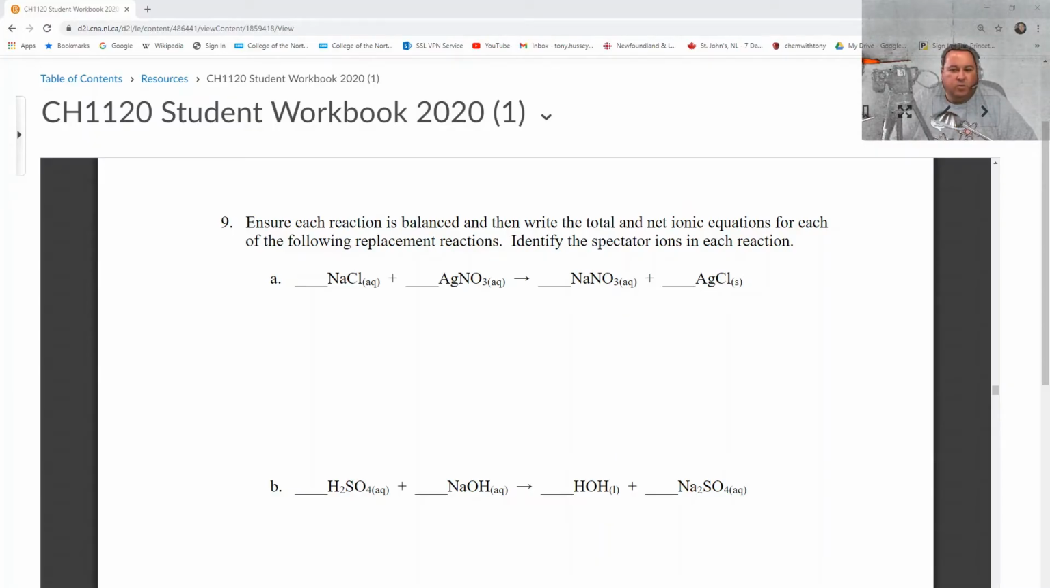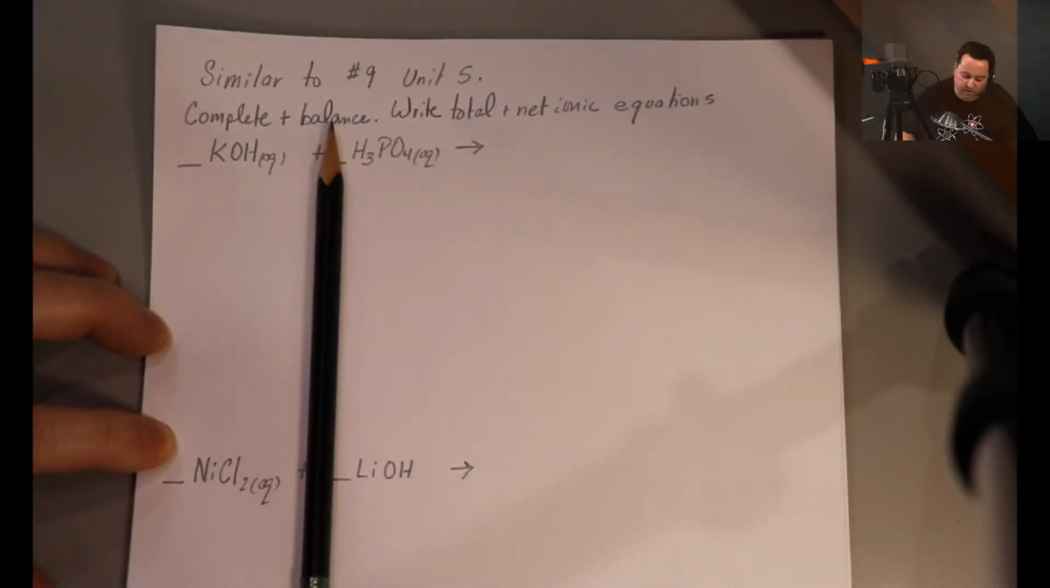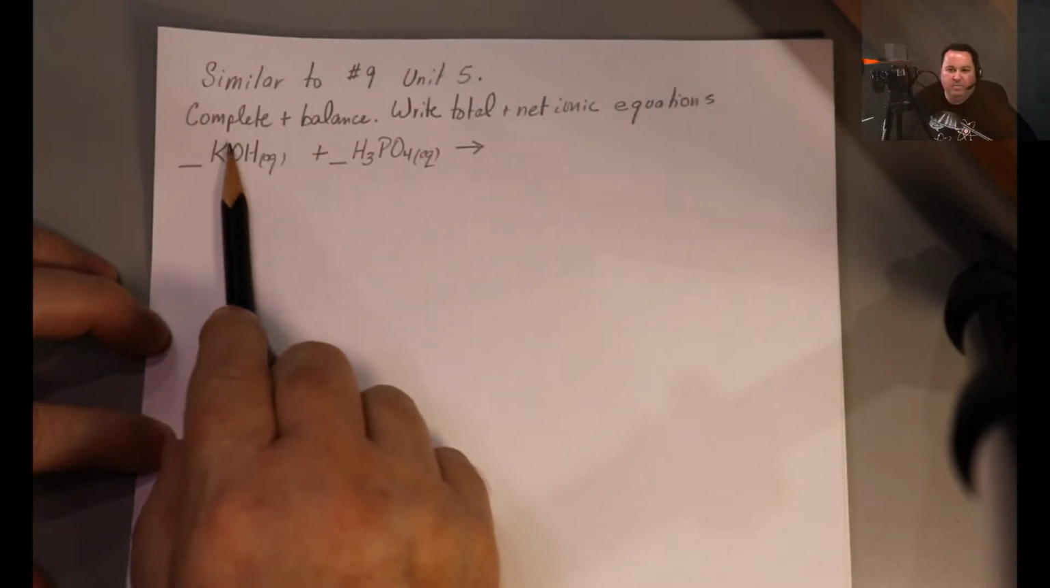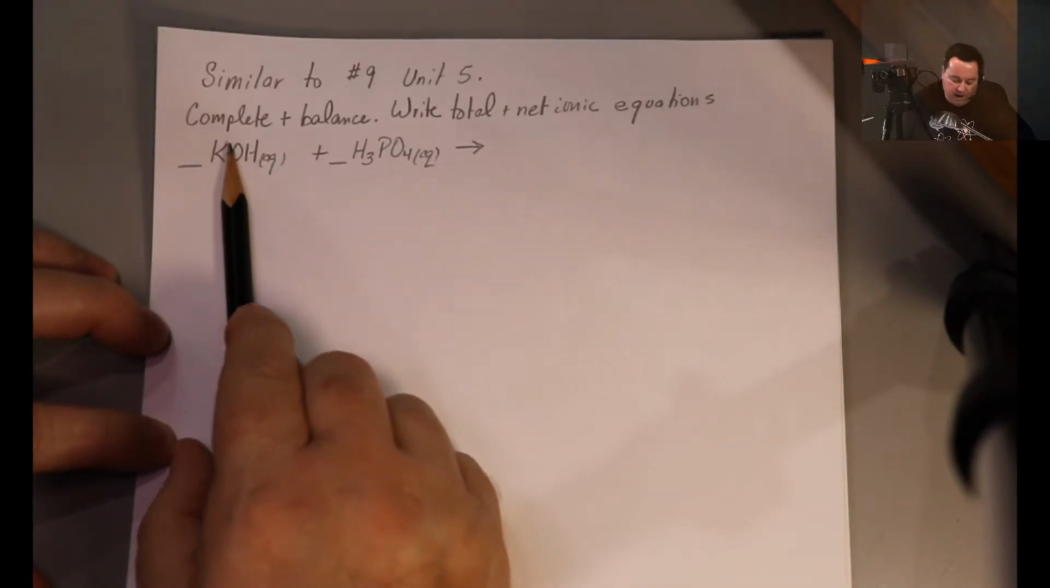Hi, we're going to look at net and total ionic equations now. So I've written a new example. It's very similar to number 9 in your workbook. So you see number 9 on the screen right now. There's a number of examples there in the book. And I've written a new example similar to that. So I'm leaving the ones in the workbook for you to practice.